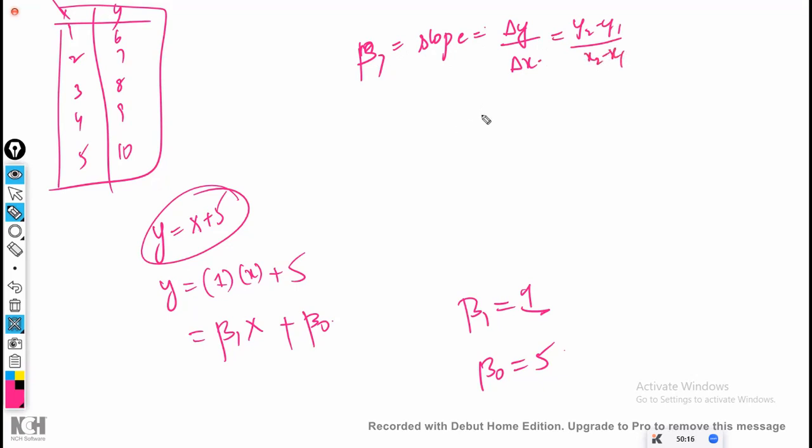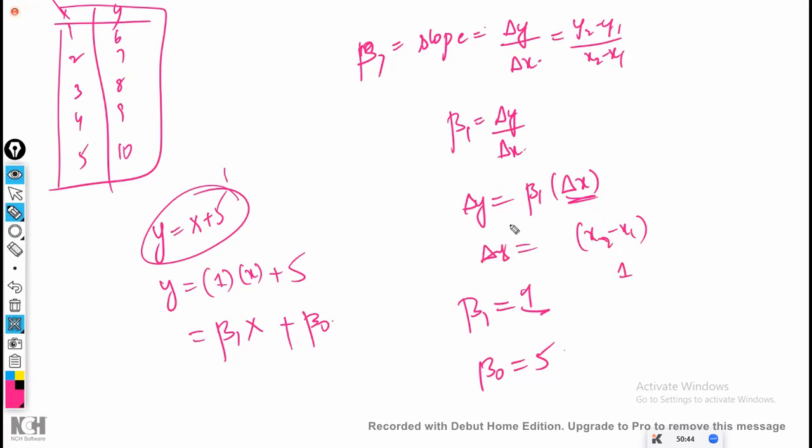Now here, the slope beta 1 is equal to delta y by delta x. So delta y is equal to beta 1 into delta x. Can I write it like this? Now, if I change my x value by 1 unit, that means delta x is equal to 1, that is x2 minus x1 is equal to 1. Then what is the change in y? Which is equal to beta 1 only.